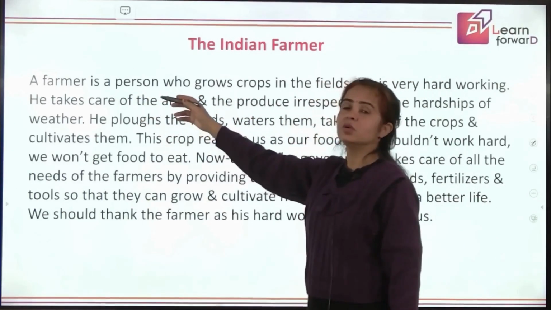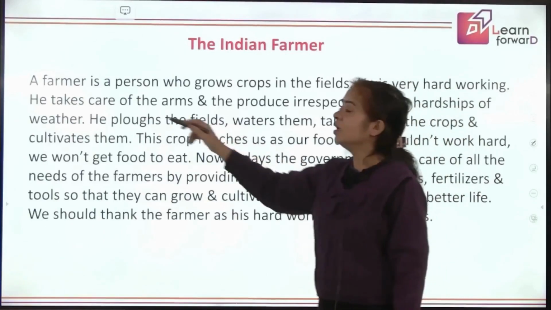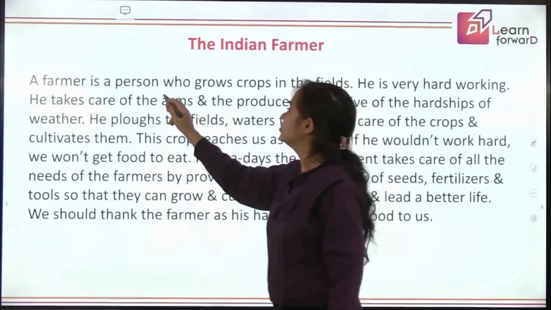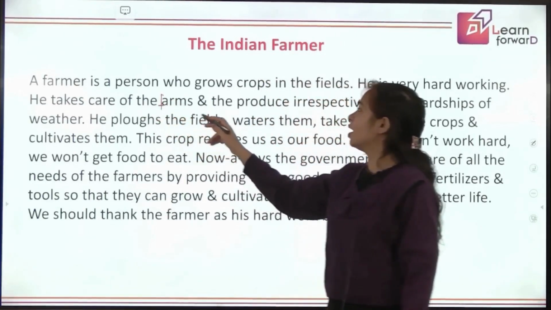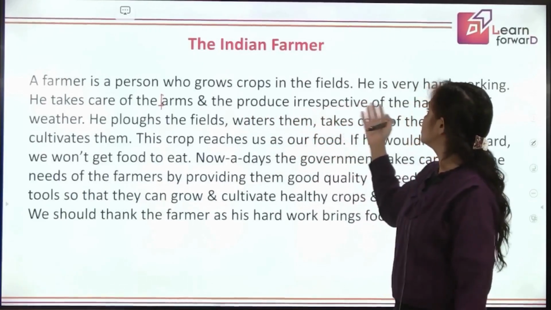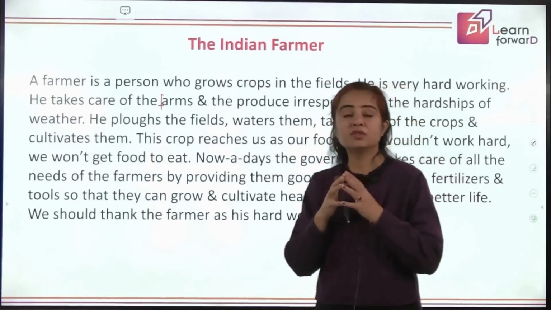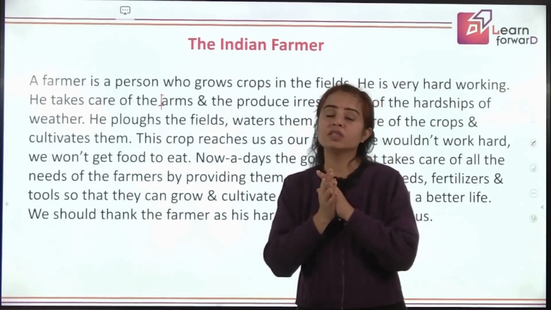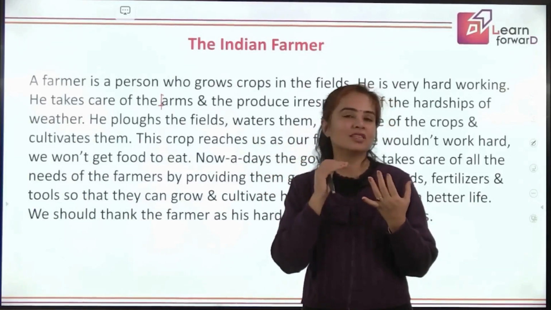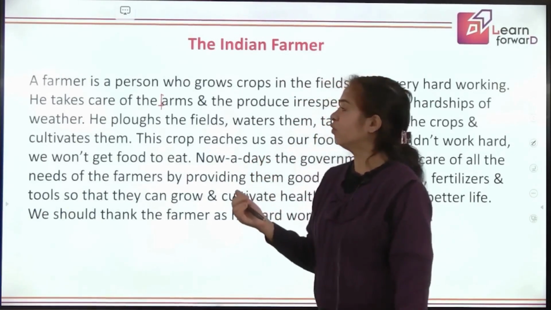A farmer is a person who grows crops in the fields. He is very hard working. He takes care of the farms and the produce. Whatever he produces in his farms, he takes care of them irrespective of the hardships of weather. What does that mean? Even if the weather is very hard for us, it's very hot, he is still working in the fields. Even if it's raining hard, he is working there. See, just like a postman, just like a doctor, they are all working for mankind. They are working hard for us.